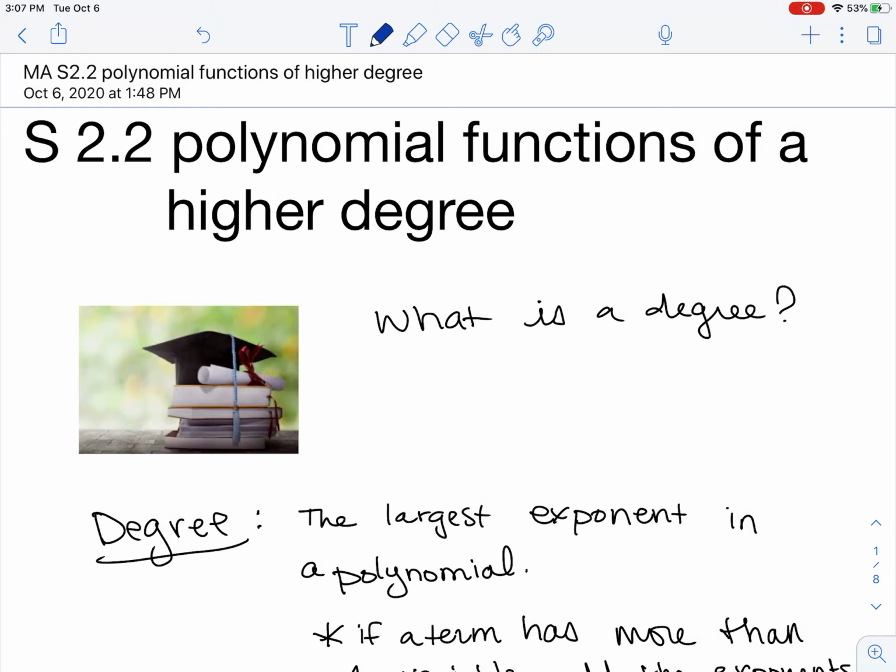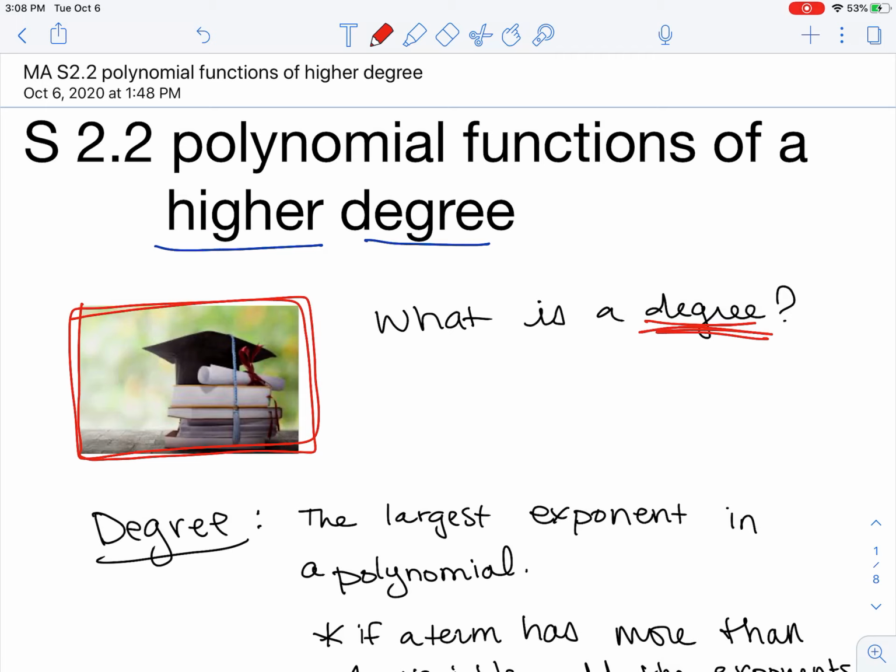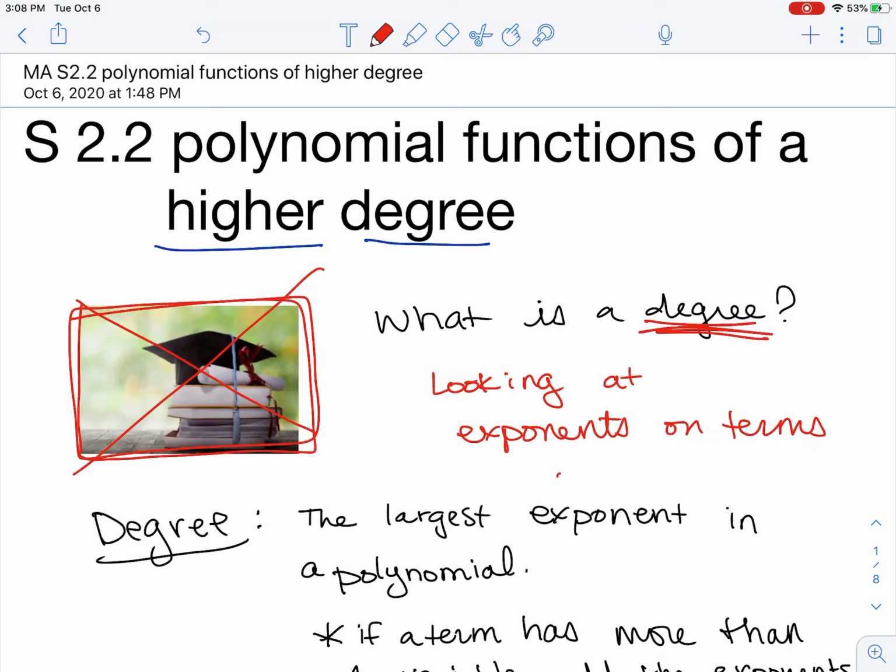Hey everybody, we're talking about polynomial functions of a higher degree. Up until this point we've pretty much used linear and quadratic, but let me remind you what a degree is. And no, even though this is great and a very important type of degree, this is not the type of degree we're talking about. We're talking about the type of degree that we see by looking at the exponents on the terms of a polynomial.